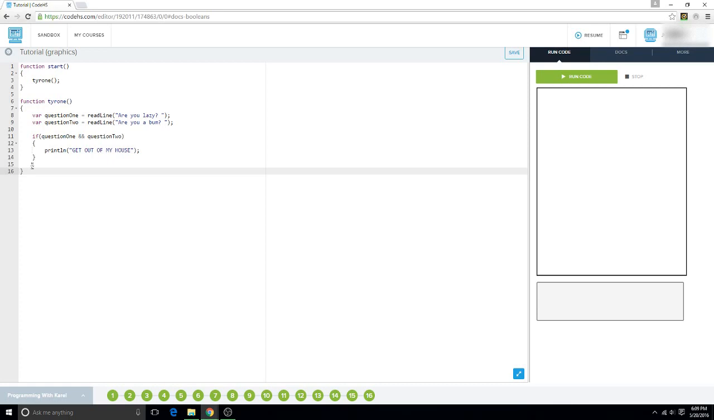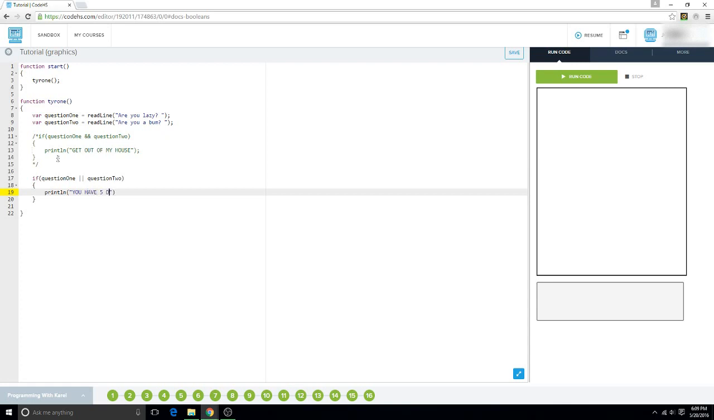So now I'm going to show you guys the OR operator. So this is AND, and it's saying, well, both of those are true. But this is going to say if only one of these is true. So we're going to put print line, you have 5 days to get out.